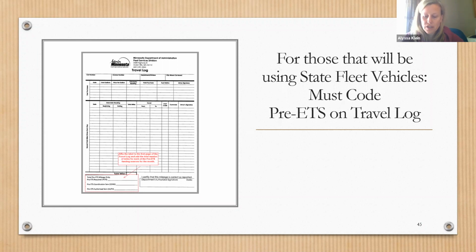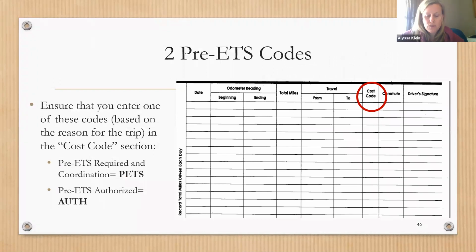You just need to make sure that you use the Pre-ETS codes for each trip you take that pertains to Pre-ETS. This is a screenshot of what the travel log looks like. So whenever you take a trip and it's related to either Pre-ETS or AUTH, make sure you enter those codes under the cost code section, which is circled here.